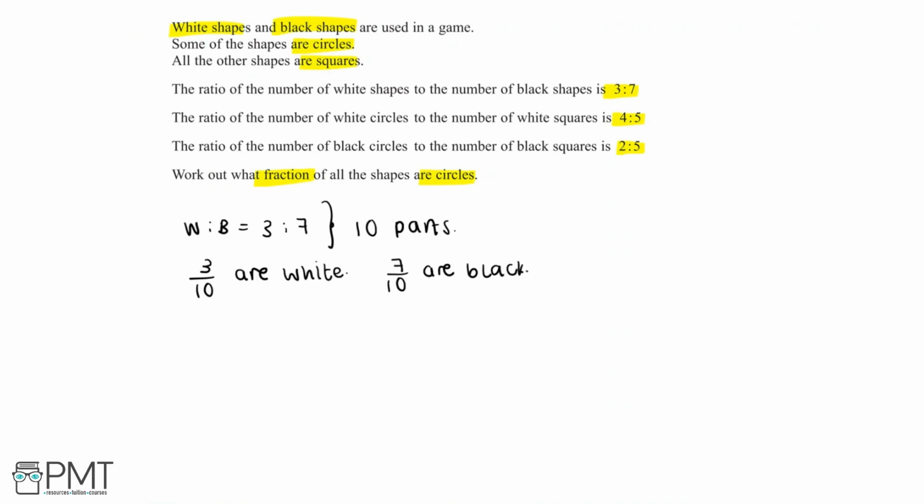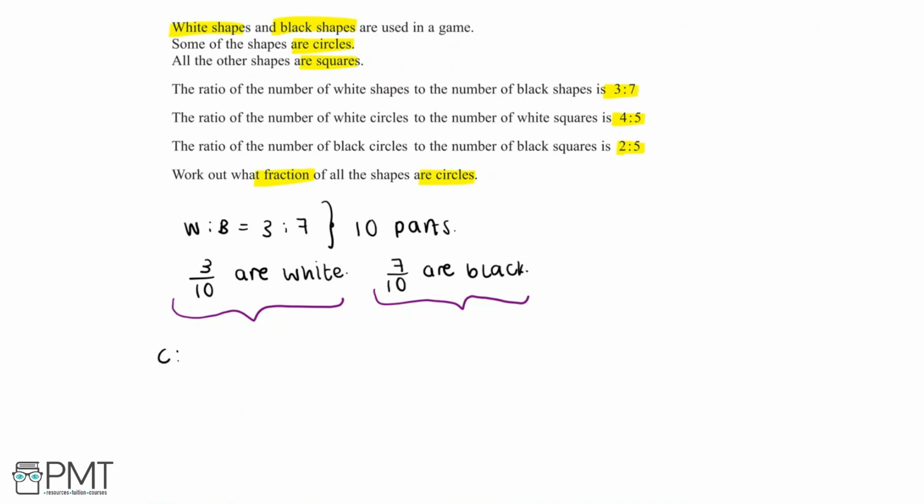So now we can look at this further. We're told that white circles to white squares is 4 to 5. And so that means we're only focusing on the shapes that are white. And then we're told that the ratio of the number of black circles to the number of black squares is 2 to 5. So again, we're only focusing on the shapes that are black. So now we can use this information here.